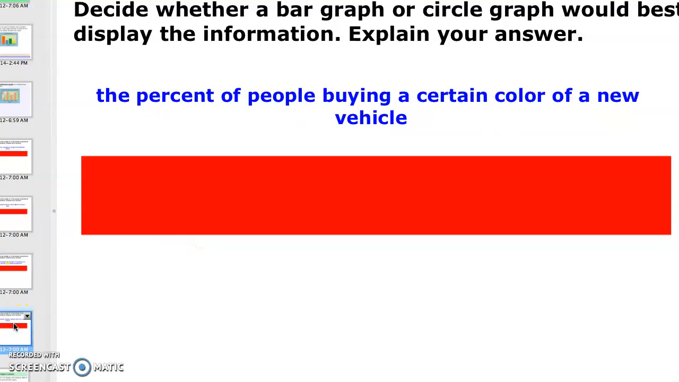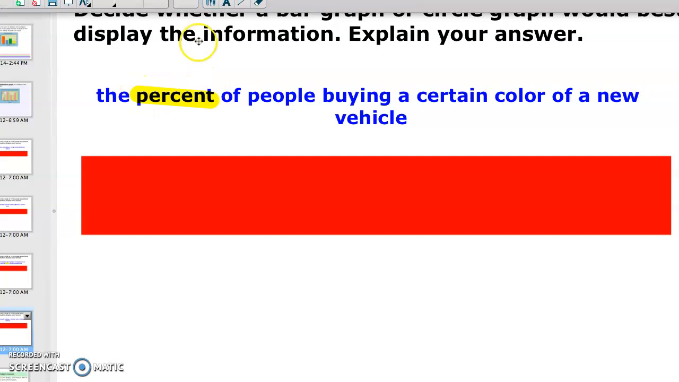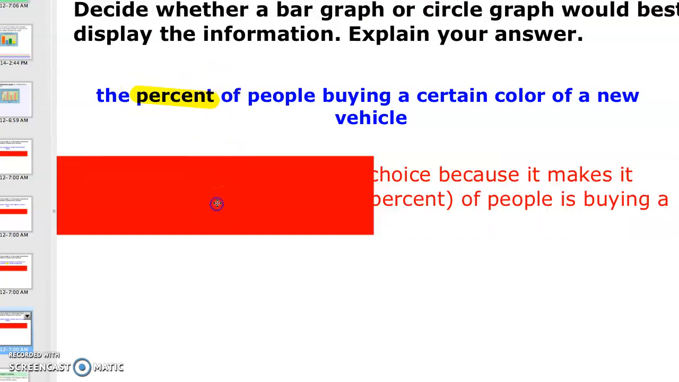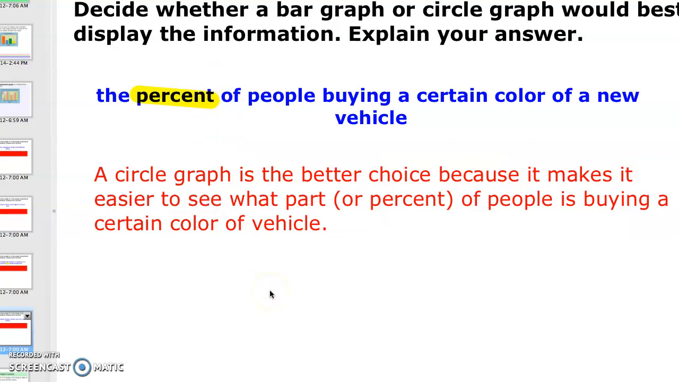The last one we're going to look at is the percent of people buying a certain color of a new vehicle. Again, there's another keyword that tells us which data display that we're going to use. Percent is going to be a circle graph because circle graphs are out of percentages. They're out of the whole 100%. So because it makes it easier to see what part or percent of people is buying a certain color of a vehicle.